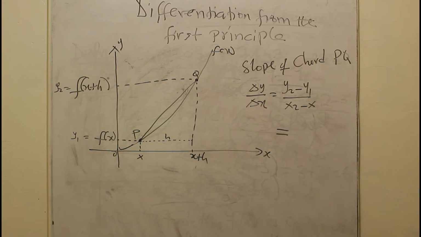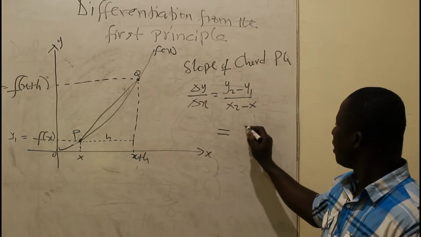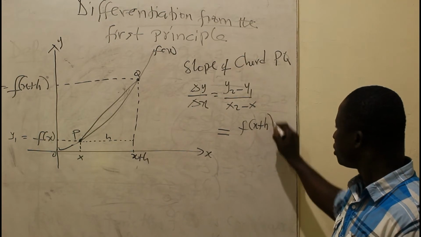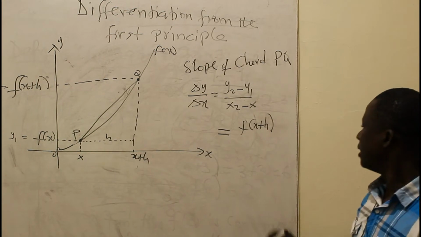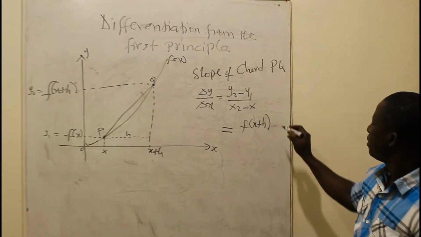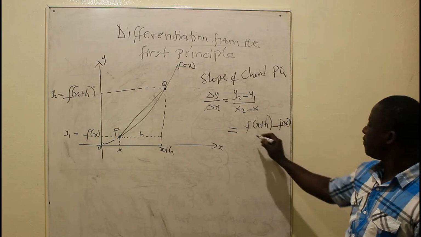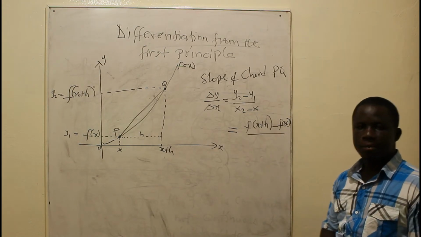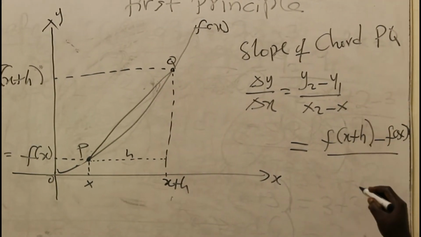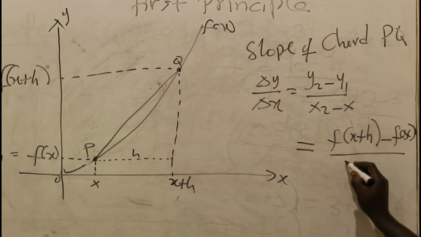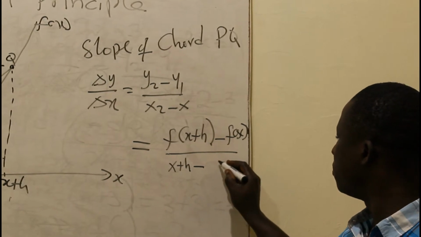Which implies that, per this analysis, my y2 is f of x plus h. That is the value at this point. And the y1 will also be f of x. Then divided by changing x, which is x2, this is the x2, and this is x1. So we have x2, which is x plus h, minus x1, which is x.